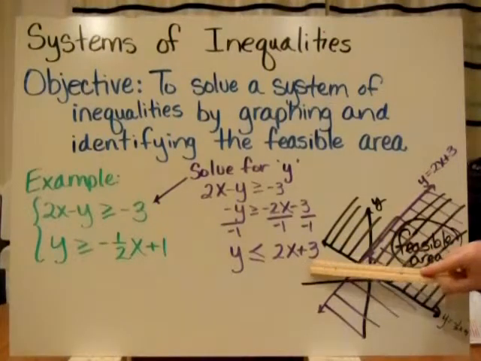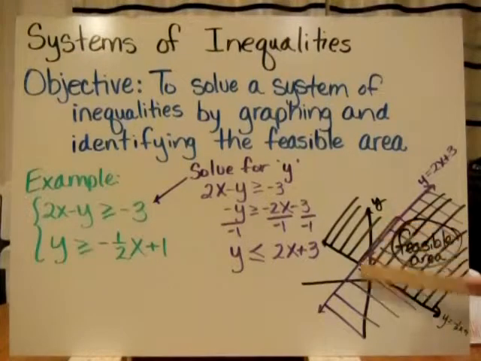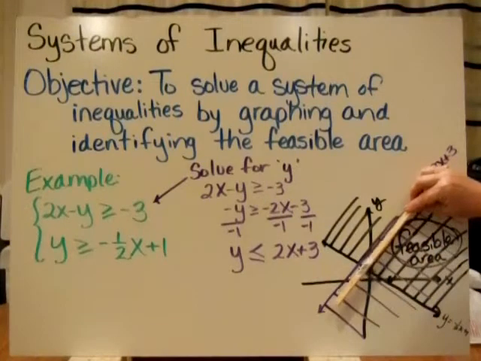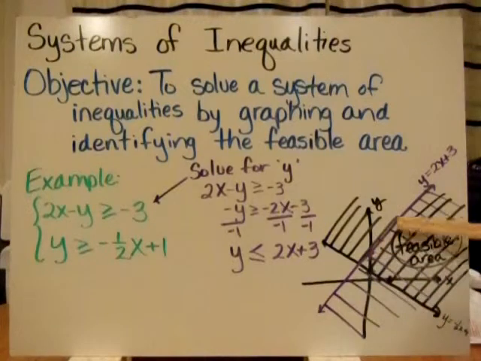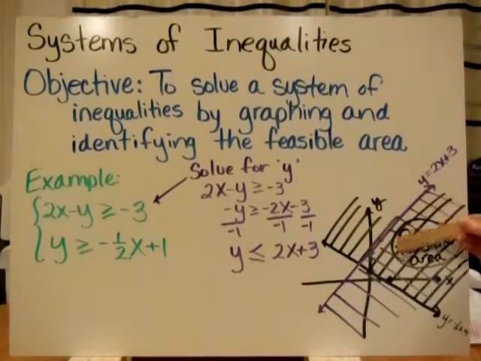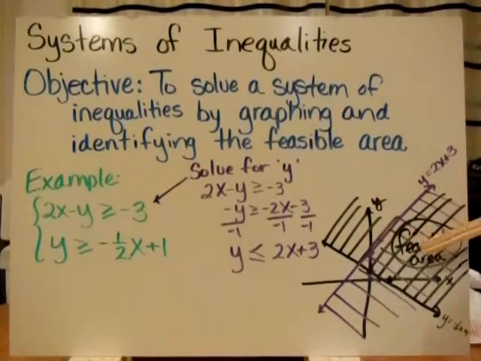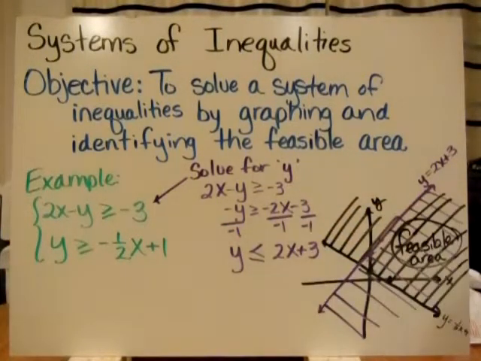Our purple inequality, we would start at 3. And then go up 2 and over 1 to the next point, draw the boundary line, and since it says y is less than, we shade below the line. Because it says or equal to, this line is solid. In this area right here where the black and the purple overlap from both of these inequalities, this is the feasible area, and this is the area where we would find all of the solutions for this system of inequalities. Any point in this area would make both of these inequalities true.